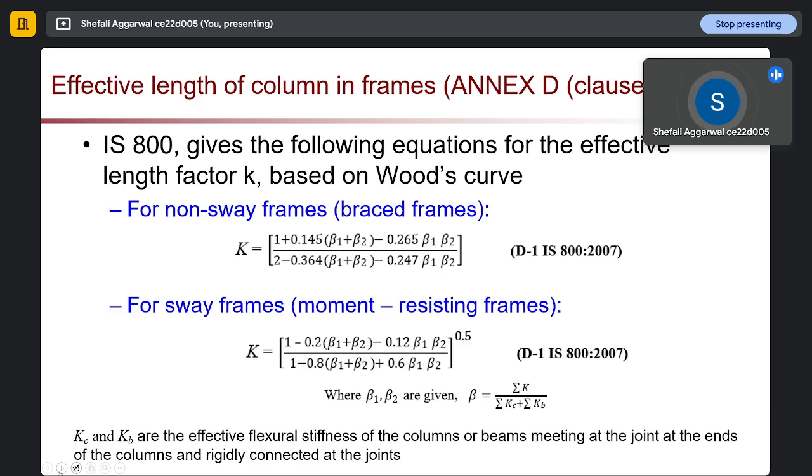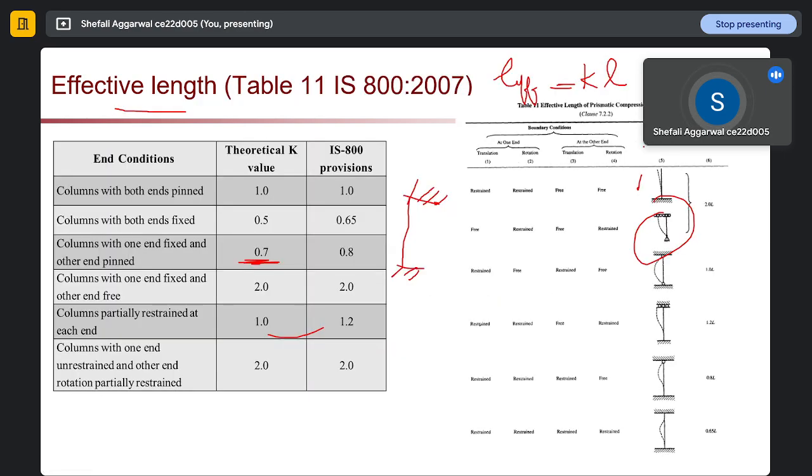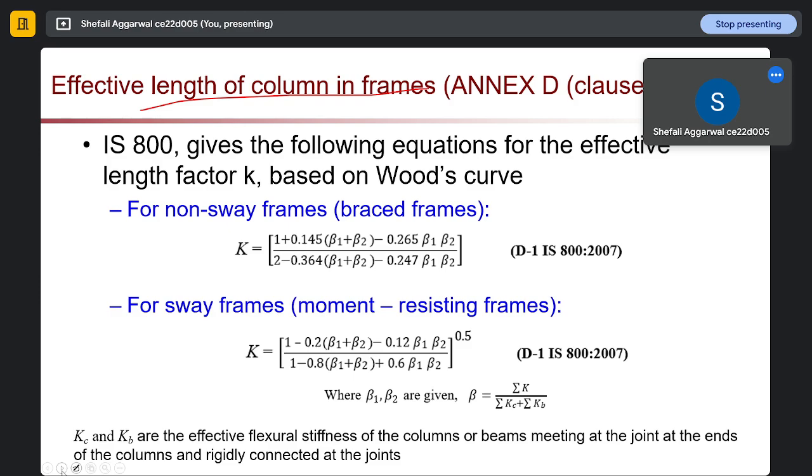So now we can go to the different design of column sections or compression members. What are the important parameters we require for the design? First thing is the effective length of the column in frames. This is the effective length formula for a normal column in a normal structure. So in the case of a frame structure, how do we calculate our effective length?